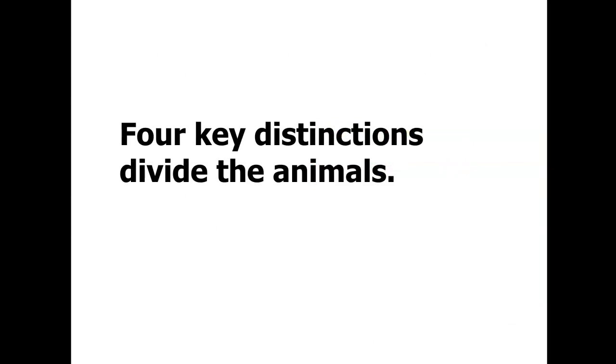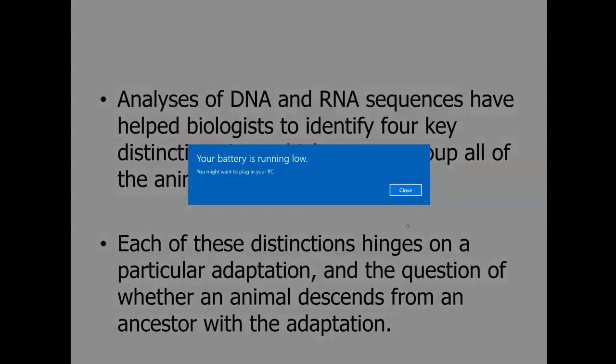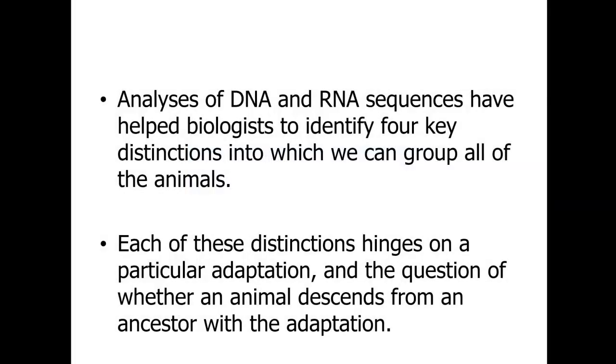We're going to have four distinctions that divide the animals. We're going to start by looking at what we know now, the DNA or RNA sequences, so we can analyze this data and tell what group that animal belongs in and how to categorize it. Each of these distinctions hinges on a particular adaptation, and the question is going to be whether an animal descends from an ancestor with the adaptation.